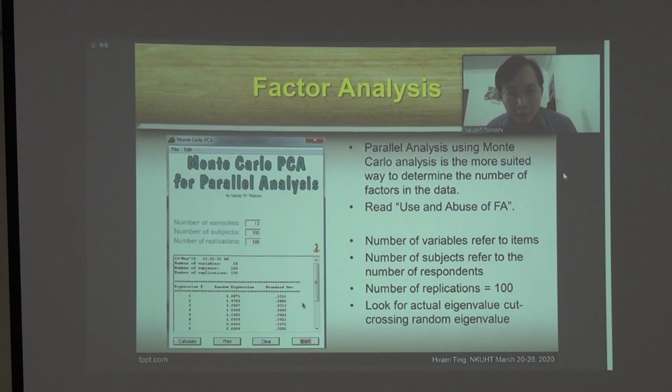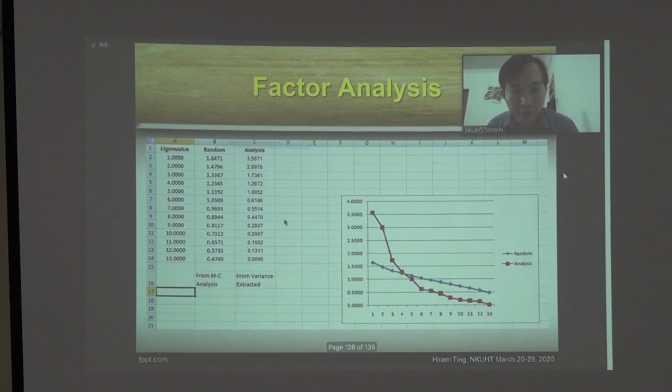This is actually the better way to decide how many factors you have in your data. This is Monte Carlo parallel analysis. This is where you decide that, based on this analysis, you have four factors.